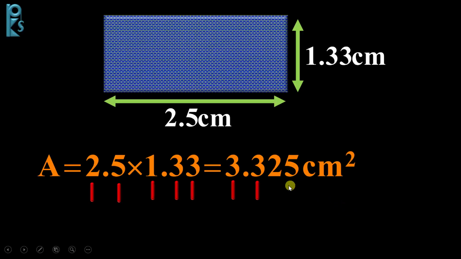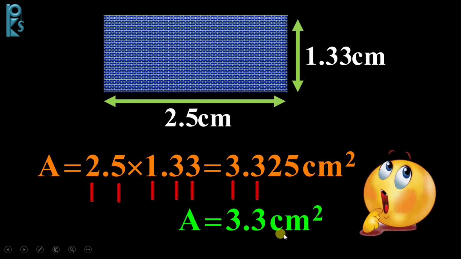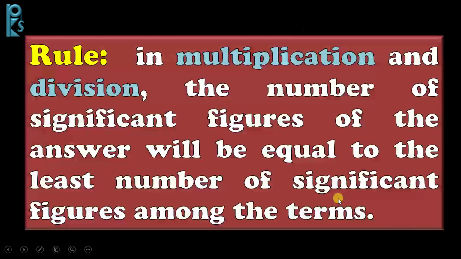What should I do with this 25? It's very easy. You should apply the rounding rule. First, forget about 5 and pay attention to 2. If you concentrate on 2, 2 is smaller than 5, so it's completely ignored. So the answer will be 3.3 centimeters squared. The rule is this: in multiplication and division, the number of significant figures of the answer will be equal to the least number of significant figures among the terms.